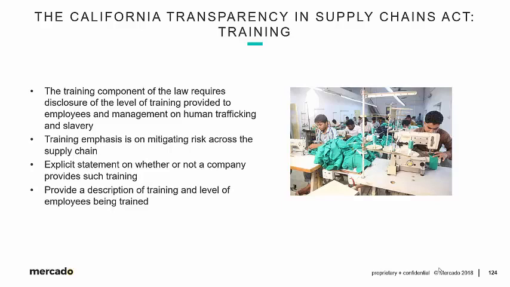The emphasis, as we see in our second bullet, is on mitigating risk across the supply chain. The Transparency in Supply Chains Act isn't about reacting to the discovery of violations. It is also about mitigating risk, taking measures ahead of time to prevent this stuff from happening in the first place. That's an essential philosophical approach to be taking, especially in a training environment. The Act requires an explicit statement on whether or not a company provides such training and provide a description of training and level of employees being trained, from entry level all the way up to the CEO. And this is so important that adherence to the Act should be coming from the CEO in messages, in reiterations, in participation, in training.